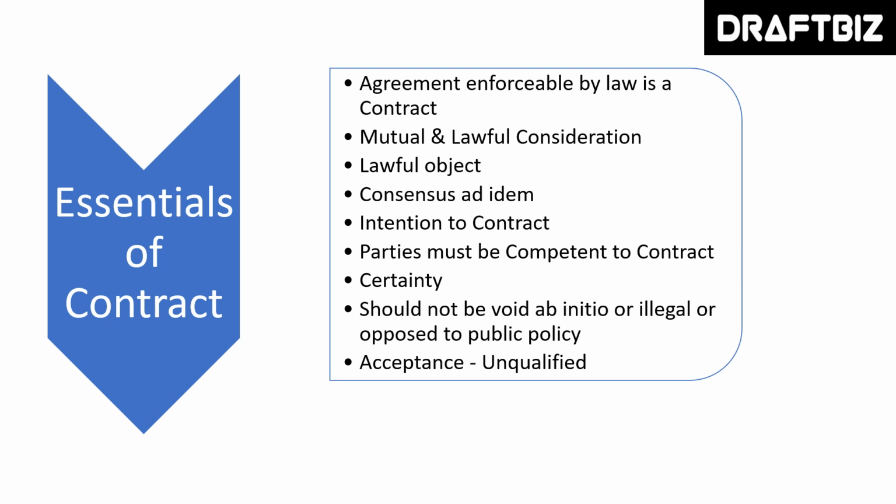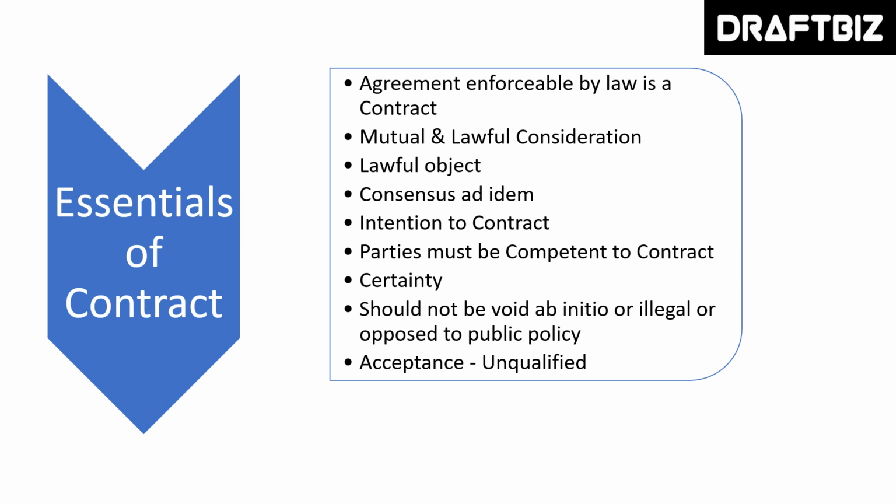The next is intention to contract. Parties who are entering into a contract must have intention to act on the agreed terms or agreed proposals. The next is that parties must be competent to contract. A lunatic or a minor or a person under intoxication, or a person who is not sober, cannot enter into a contract. The next is certainty. It cannot be a case that the contract is uncertain.